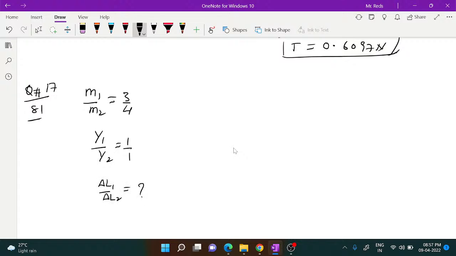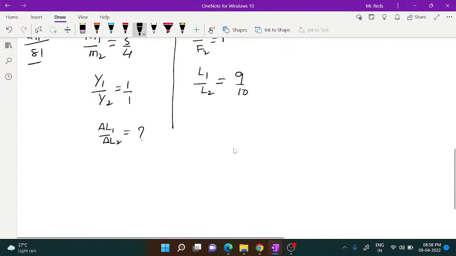The ratio of their extensions under the same load, so F1 by F2 is the same, equal to 1, under the same load. If their lengths L1 by L2 are in the ratio 9 by 10, what is the ratio of extensions when the same load acts, provided the lengths are in this ratio?